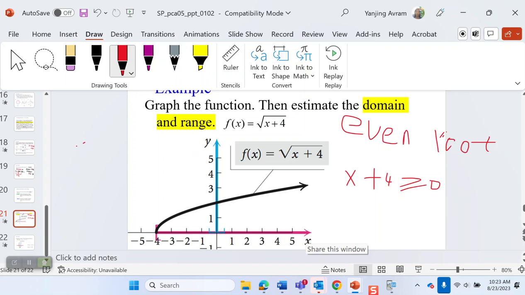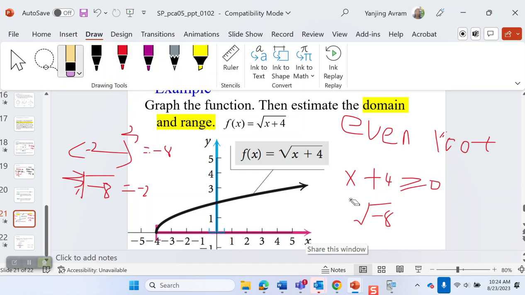Because of the even root, look at that: negative 2. If you have a cube root of negative 8, it's still valid. It will be equal to negative 2. But if you have a square root of negative 8, what happened? This is not a real number. This is an imaginary number. So that's why even root is very different. Even root, the radicand, everything under the root, has to be greater than or equal to 0.